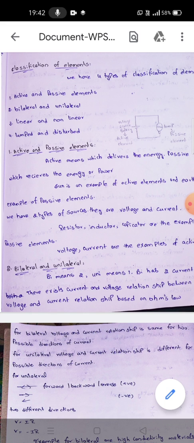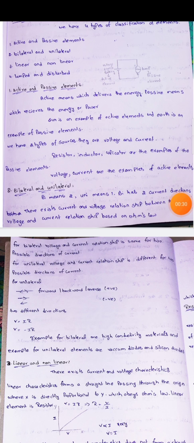Now I am talking about classification of elements. We have four types of classification of elements. First one is active and passive elements, second one is bilateral and unilateral, third one is linear and non-linear, and fourth one is lumped and distributed.